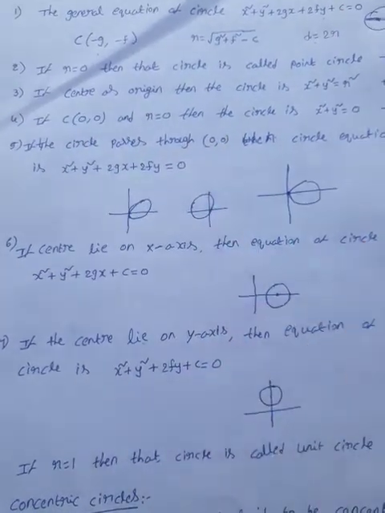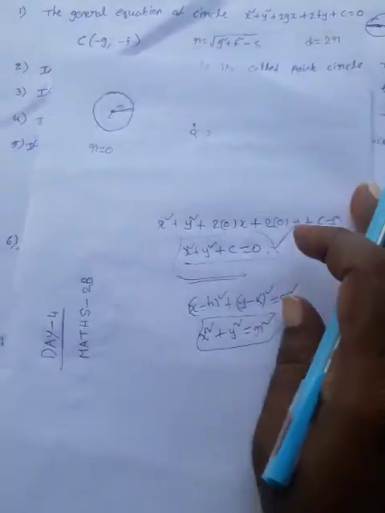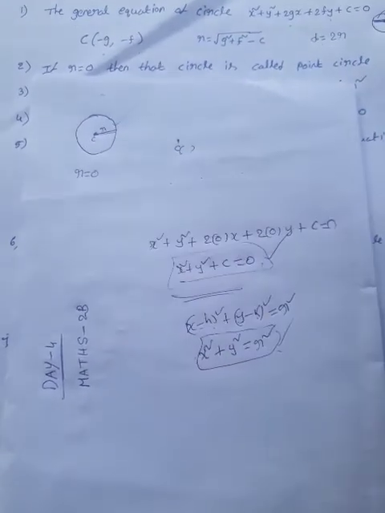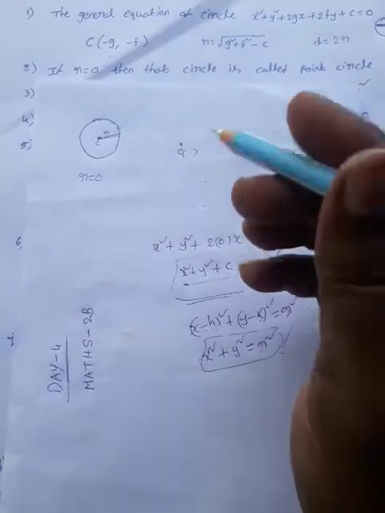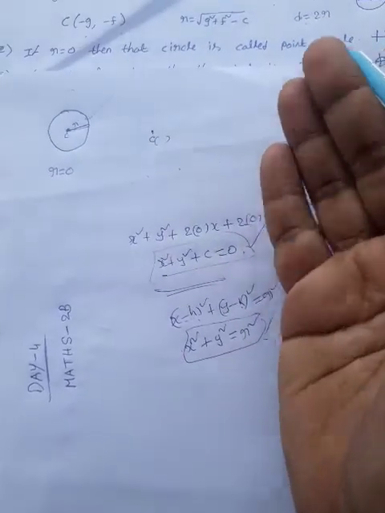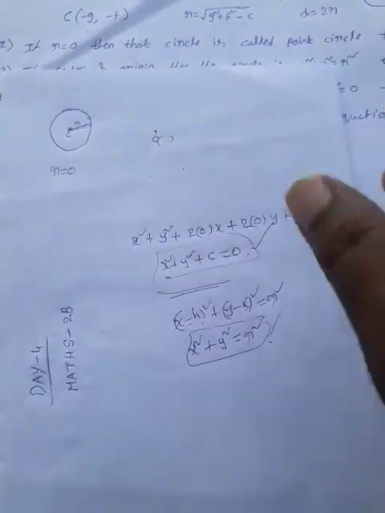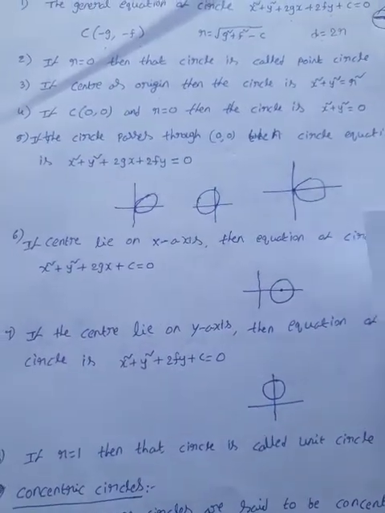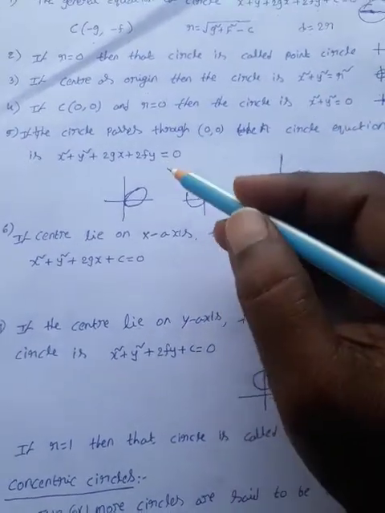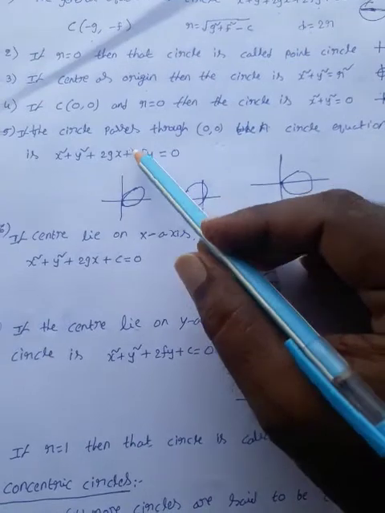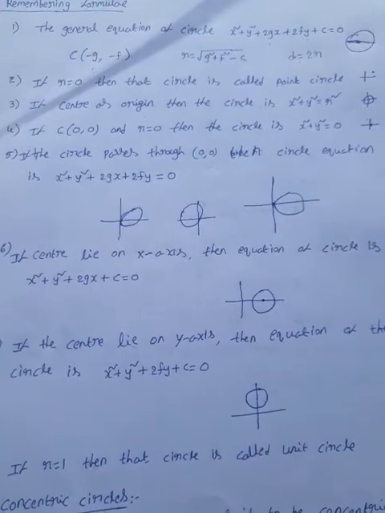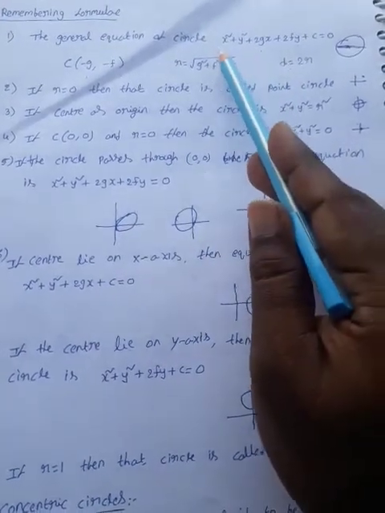Here, circle passes through (0, 0) means that if any circle passes through a point, then we substitute that point in the circle equation. We already learned in first year that if a straight line passes through some point, then the point is substituted in the line equation. In the same way, if the circle passes through a point, then the point is substituted in the circle equation.